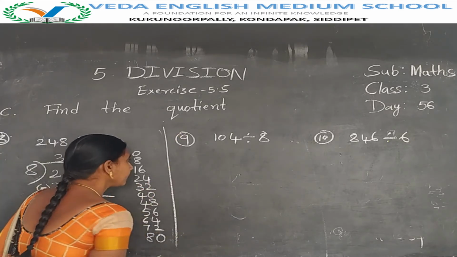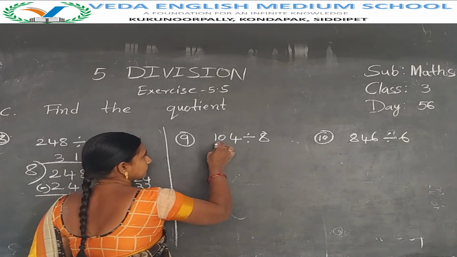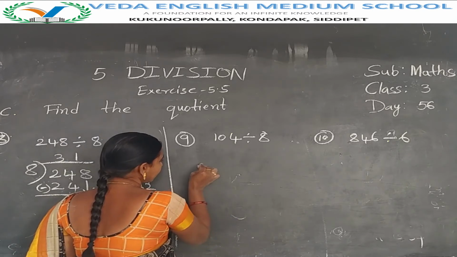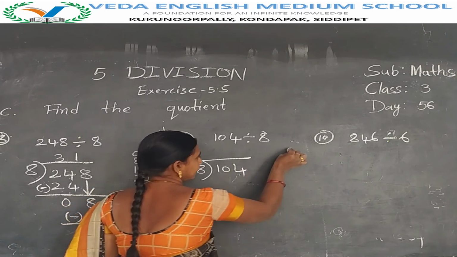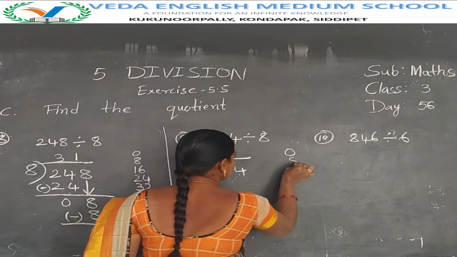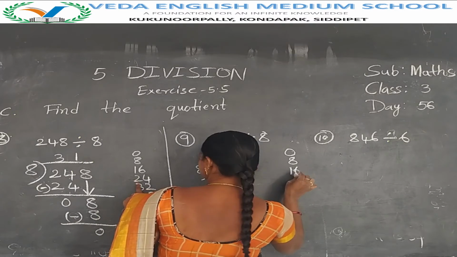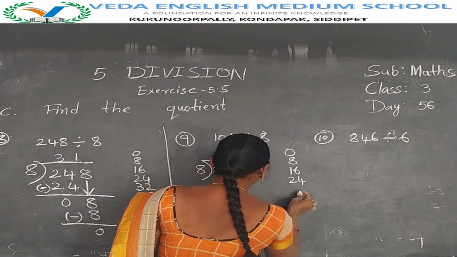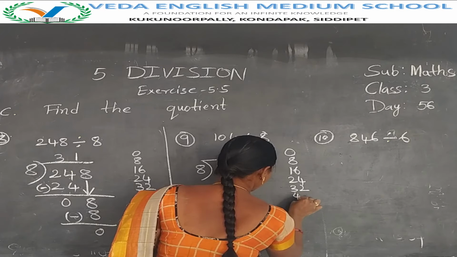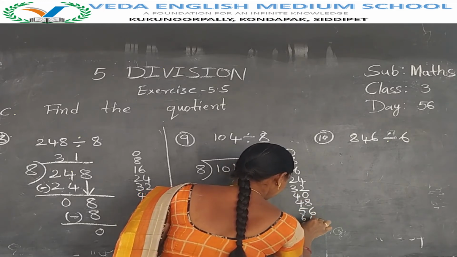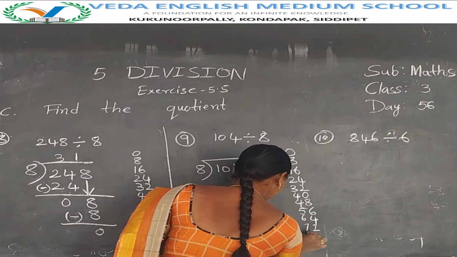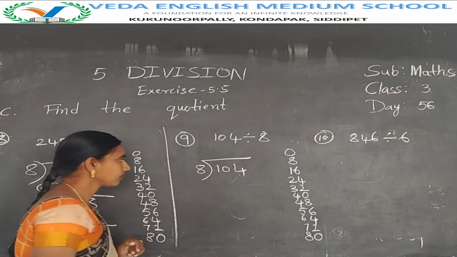Next, ninth problem. The divisor here is also 8, and the dividend is 104. Here write the 8 table: 8 zeros are 0, 8 ones are 8, 8 twos are 16, 8 threes are 24, 8 fours are 32, 8 fives are 40, 8 sixes are 48, 8 sevens are 56, 8 eights are 64, 8 nines are 72, 8 tens are 80. Okay.